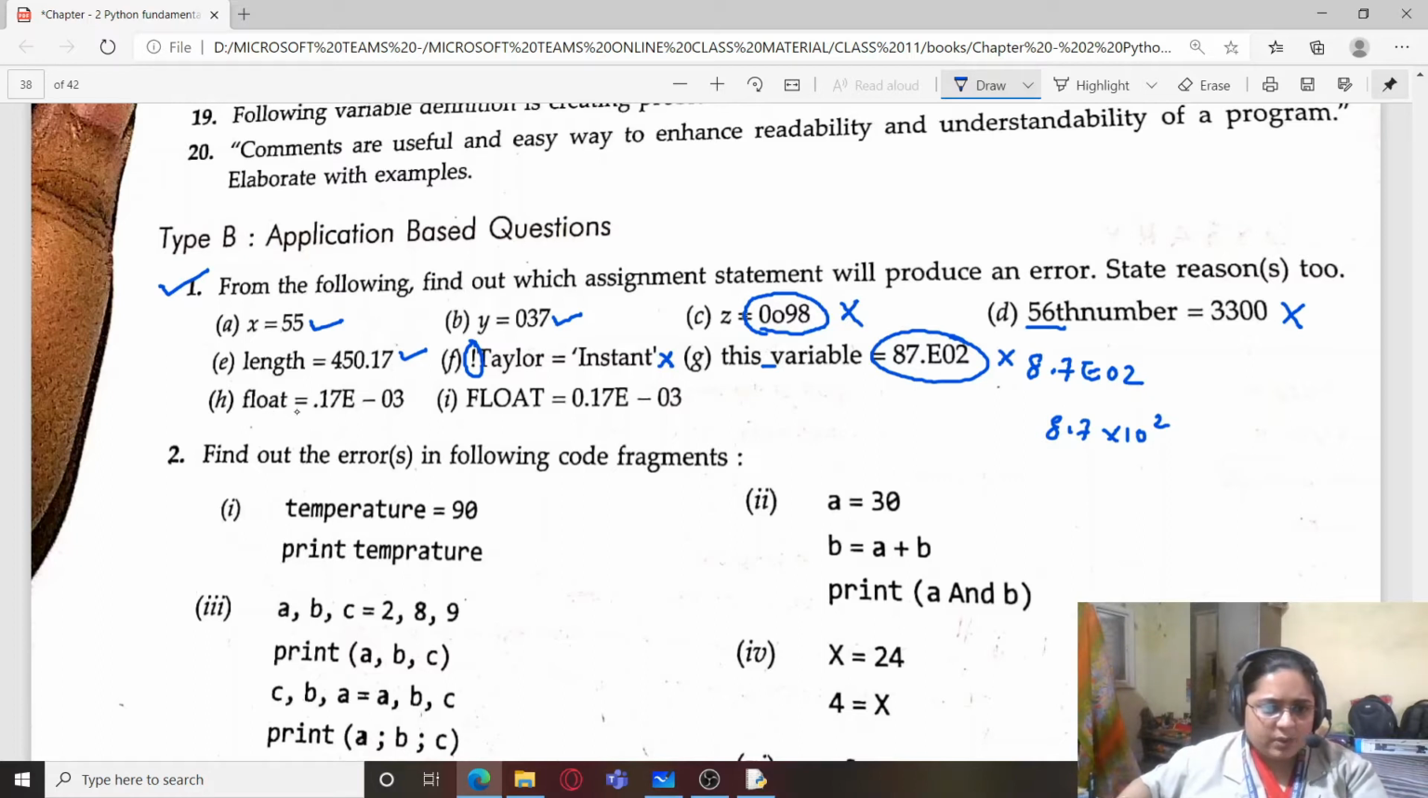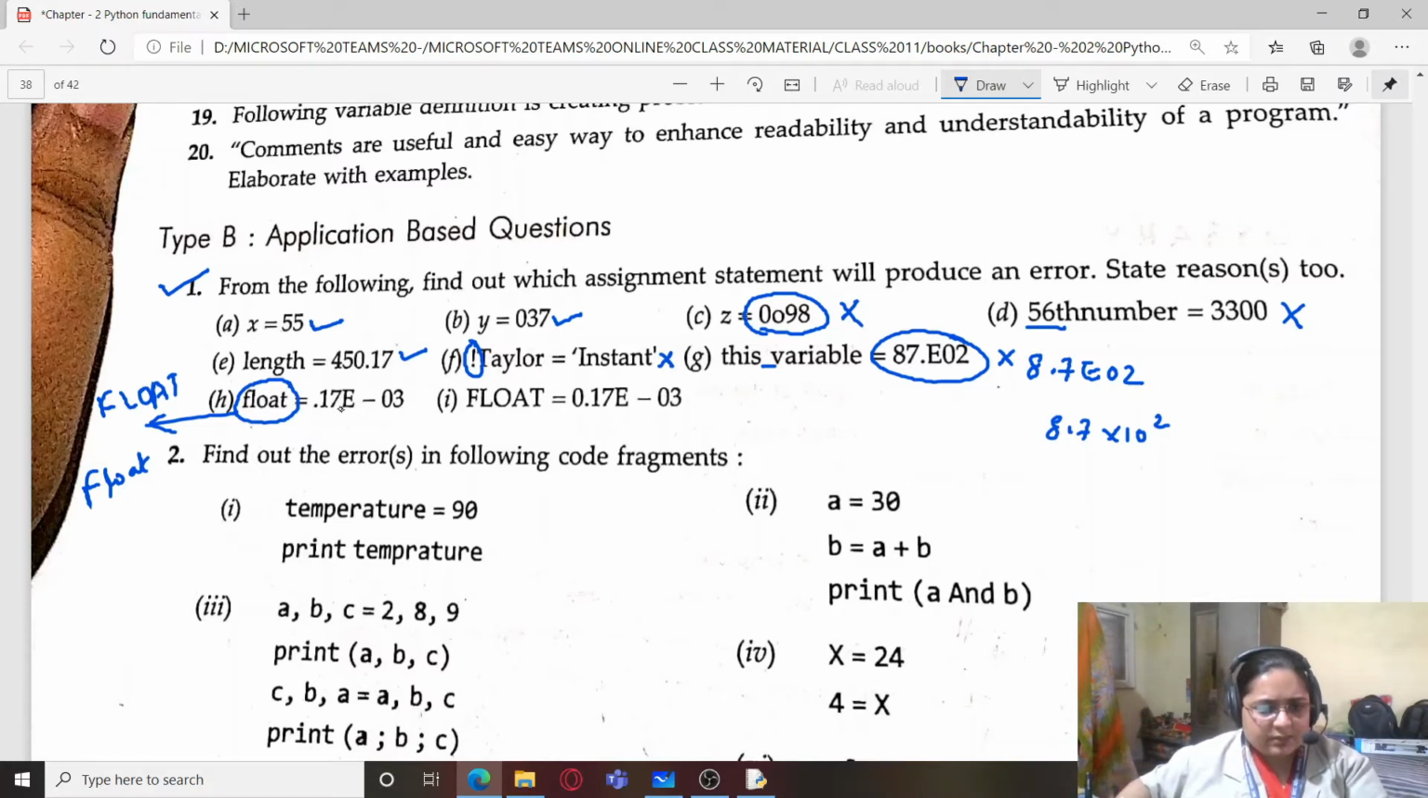Next, float equals. Firstly, what is float? It is a reserved word. So you cannot use it this way, but you can change it to another name.